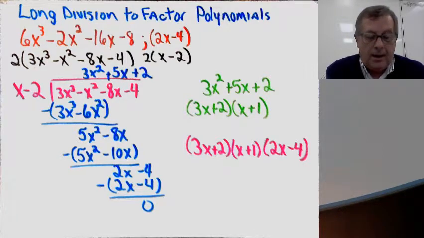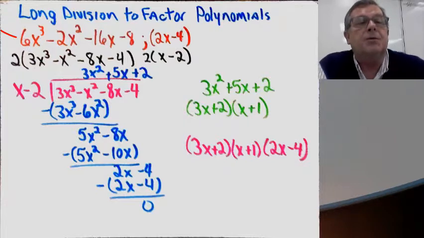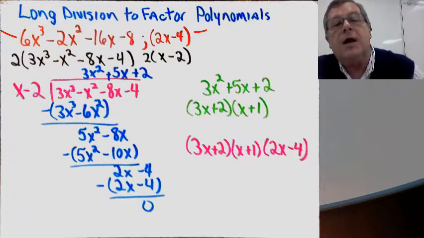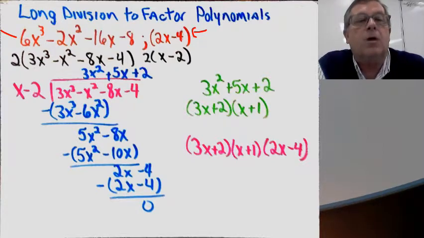Okay, well, let's look at a different polynomial, and maybe with a little bit different wrinkle on this particular one. Here we're given this 6x cubed minus 2x squared minus 16x minus 8, and we are told that 2x minus 4 is a factor of this polynomial. So we have one factor. We're asked to find the remainder.